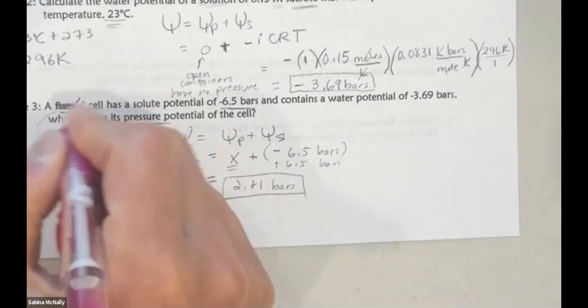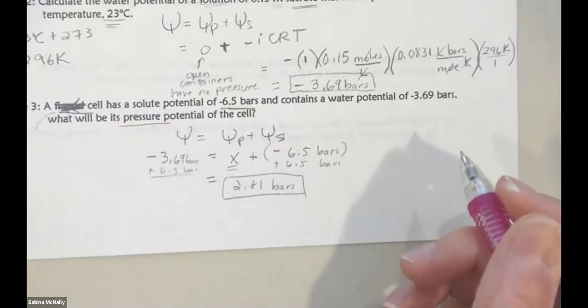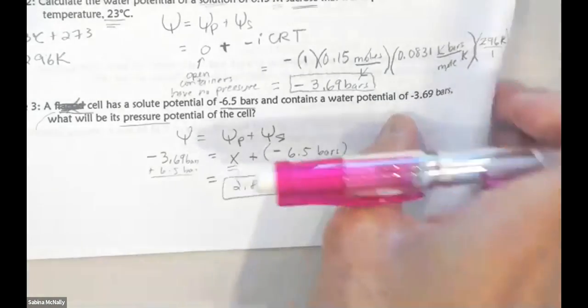I'll just say a cell. Cross that off so you're not confused. A cell has a solute. So again, I changed these problems up this year, and I didn't quite think that one through. Okay, we're good. All right, those are our 3 sample problems.